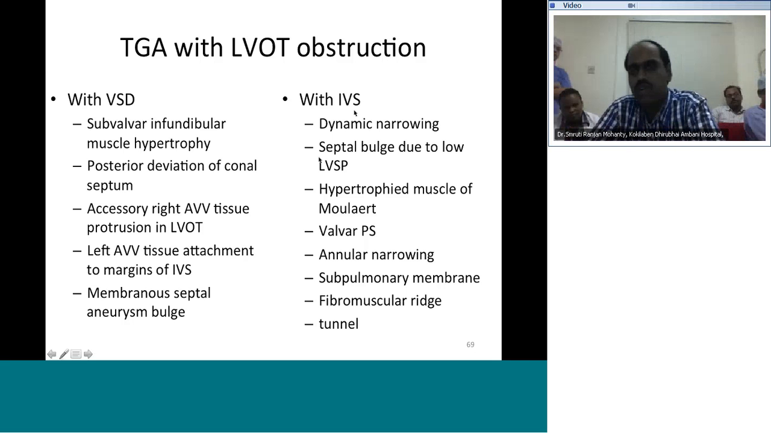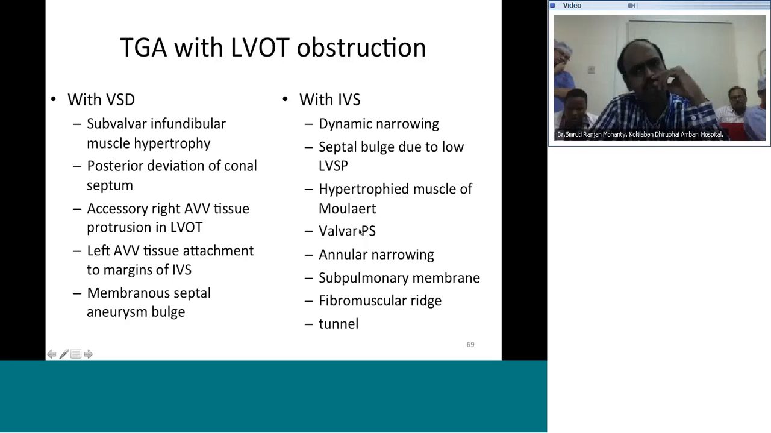In the presence of an intact ventricular septum, it can be dynamic narrowing due to SAM. It can be a septal bulge due to low LVSP. It can be a lot of hypertrophied muscle on the left side, caused by hypertrophied muscles of molar. It's a named muscle on the left side.